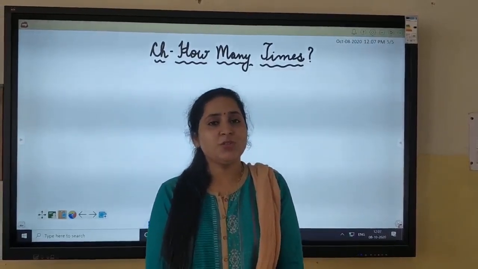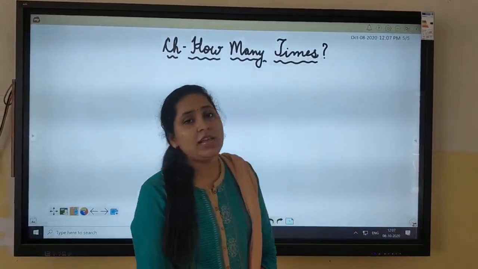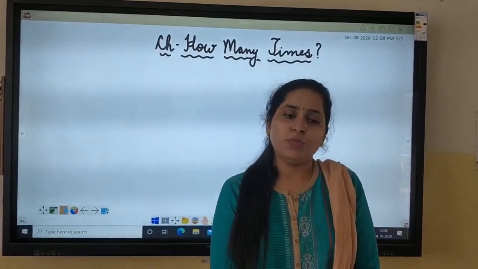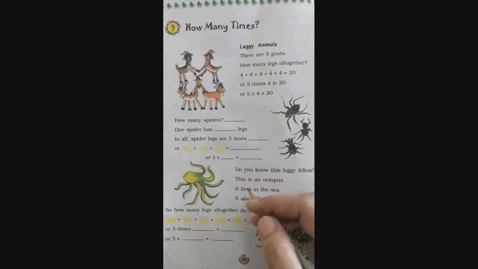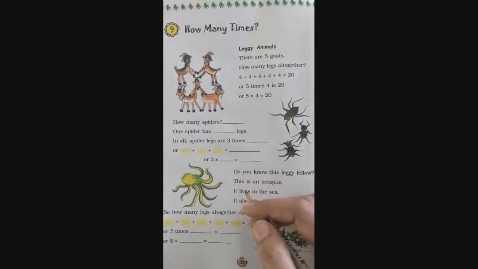Children, we are doing a new chapter today. The chapter is "How Many Times". Let us start the chapter with page number 122 of your book. So students, this is page number 122 of your maths book. We are doing the chapter How Many Times.